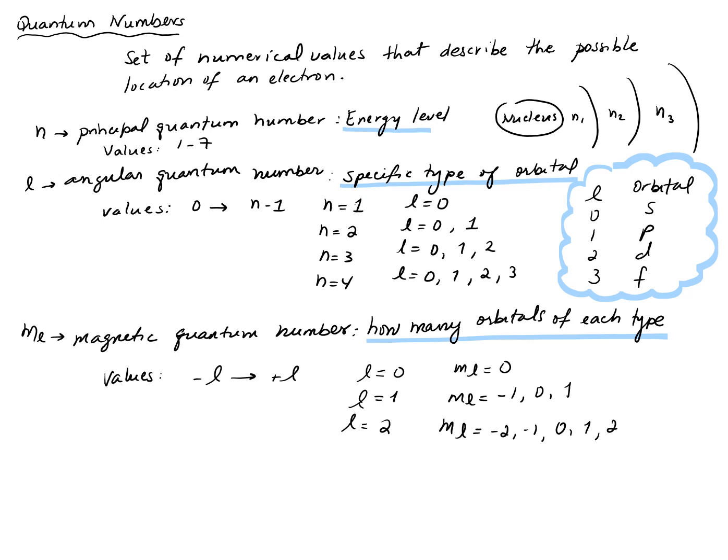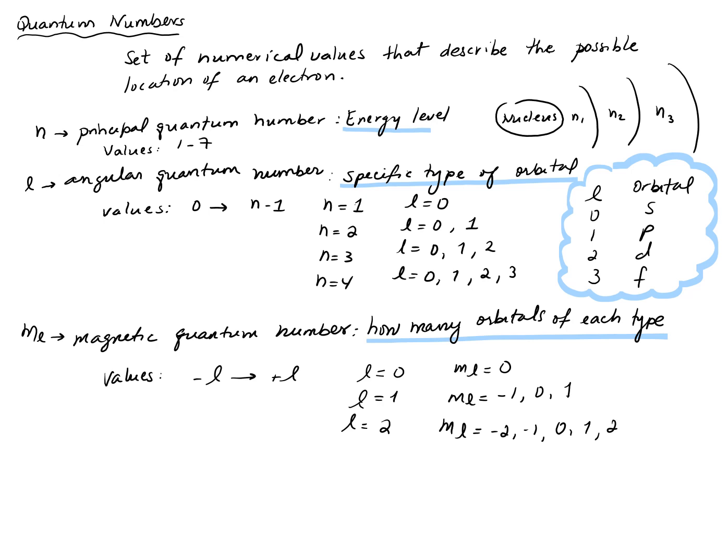Now, this angular quantum number is telling you the specific type of orbital, because we assign a letter to represent that numerical value. So on the right side, you have a list of numbers for L, and those are the possible values for L that we're going over: 0, 1, 2, 3, and 4. And then the specific type of orbital that you have for each value of L.